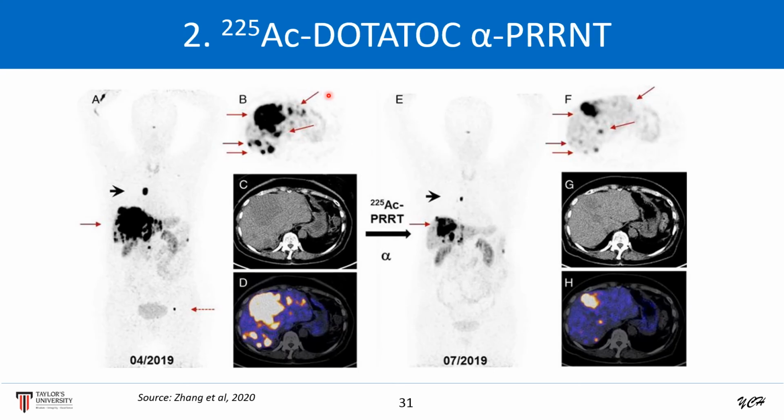This is an example of actinium-225 DOTA-TOC treatment by Yeong et al. In April 2019, you can see huge tumors in the liver of the patient, and 3 months after the treatment, the PET-CT shows the tumor has significantly shrunk and the uptake is also significantly reduced.